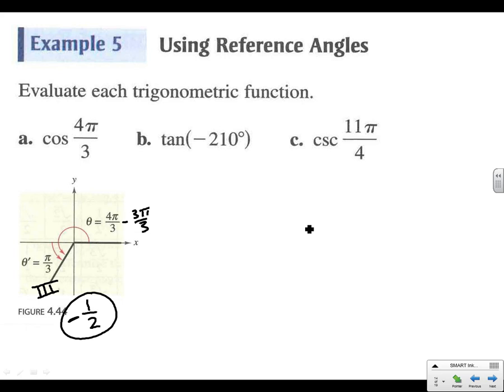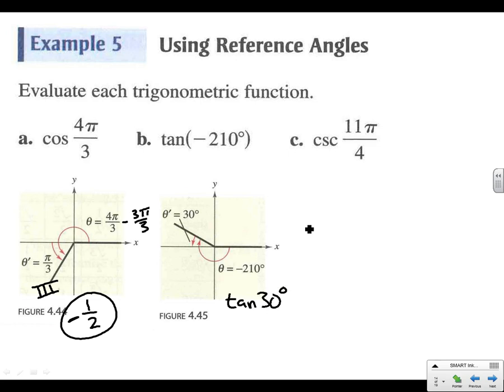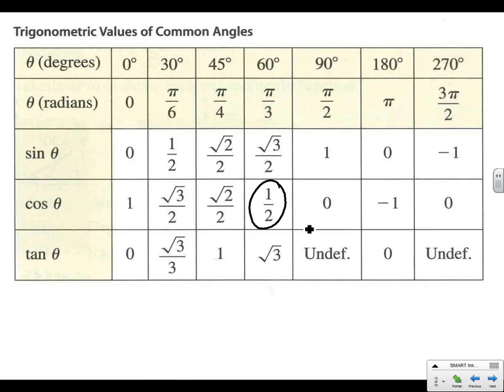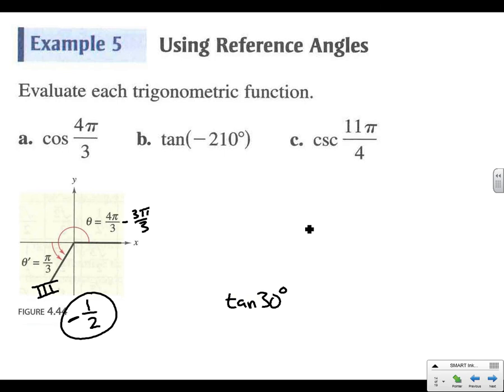Let's talk about tan of negative 210. That's the same thing as 150. Okay? So 150, we're in here, and so the reference angle would be 30. So now we're talking about the tangent of 30. Let's flip back here and look at our chart. The tangent of 30 is root 3 over 3. So our answer is root 3 over 3.